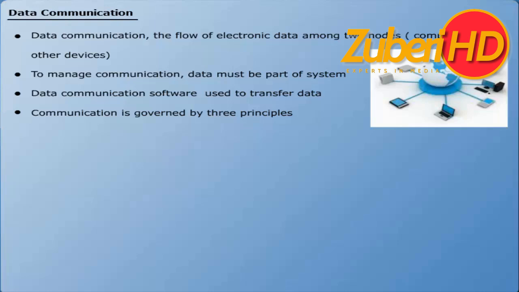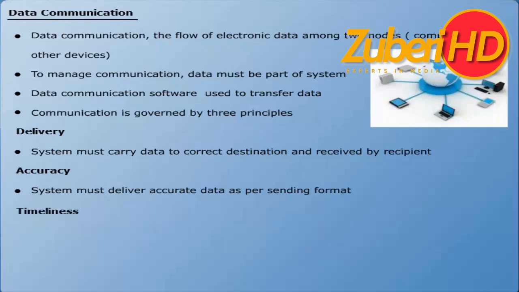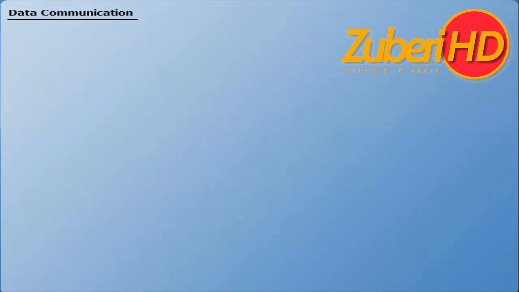Number 1. Delivery. The system must carry data to the correct destination and data must be received by the correct recipient. Number 2. Accuracy. The system must deliver the data with accuracy. The incomplete data is unusable. Therefore, it should be accurate as per sending format. Number 3. Timeliness. The system must deliver data in time. Late delivery of data may not be effective. Therefore, timely delivery should be achieved.